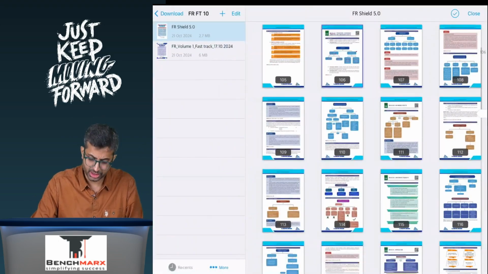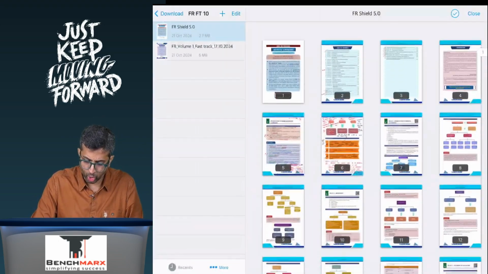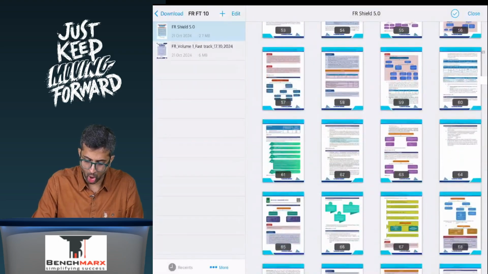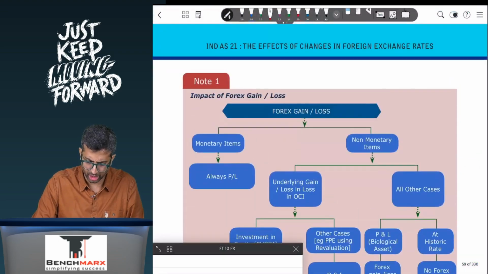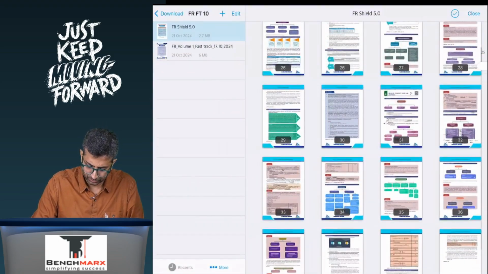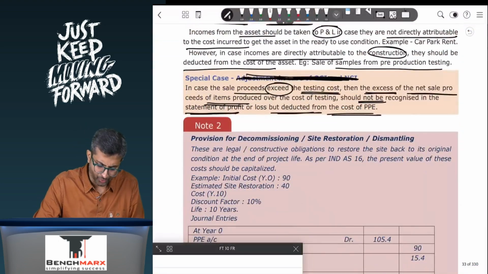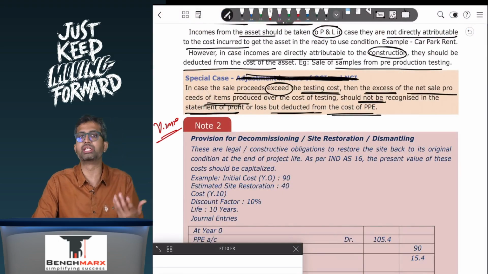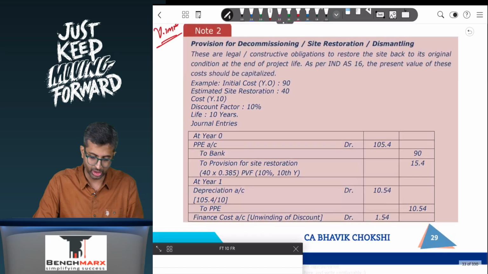Are we clear with this? Yes? Okay. So, if I go to this site restoration obligation and mark it as very important from an exam perspective, just a second. Okay. From everything that you have studied today, this is the most important section because it has multiple Ind AS standards which can be applied over here.